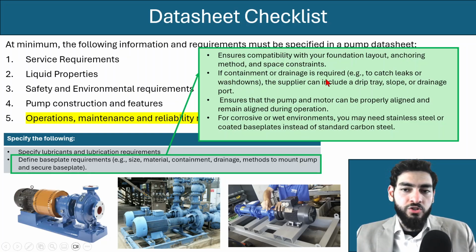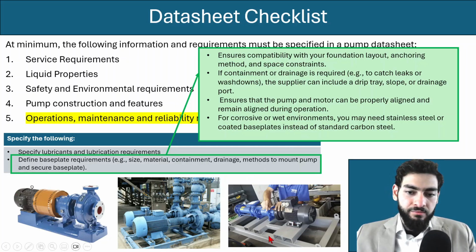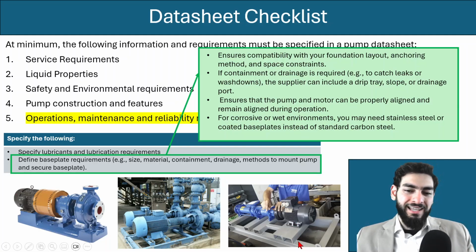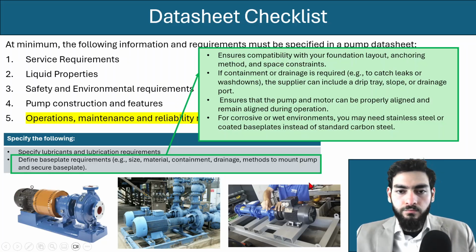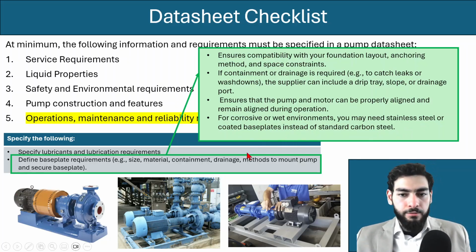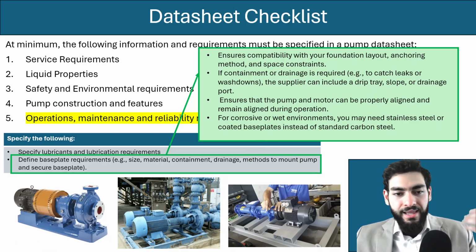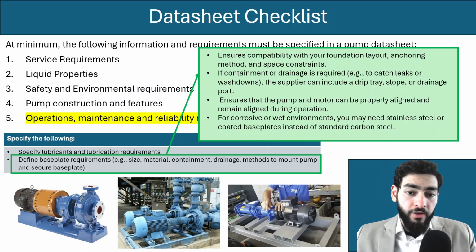Also, if containment or drainage is required. So if you can see here in the pictures, these are all frames, and you can put a spill containment underneath the pump if you have toxic fluid and if any leaks from that might etch on the ground or is harmful. And this also ensures that the pump and the motor, as you can see in this picture, are properly aligned. Any misalignment will cause problems. And for corrosive or wet environments, you may need stainless steel or coated base plates instead of the standard carbon steel, and that's something you let the manufacturer know.